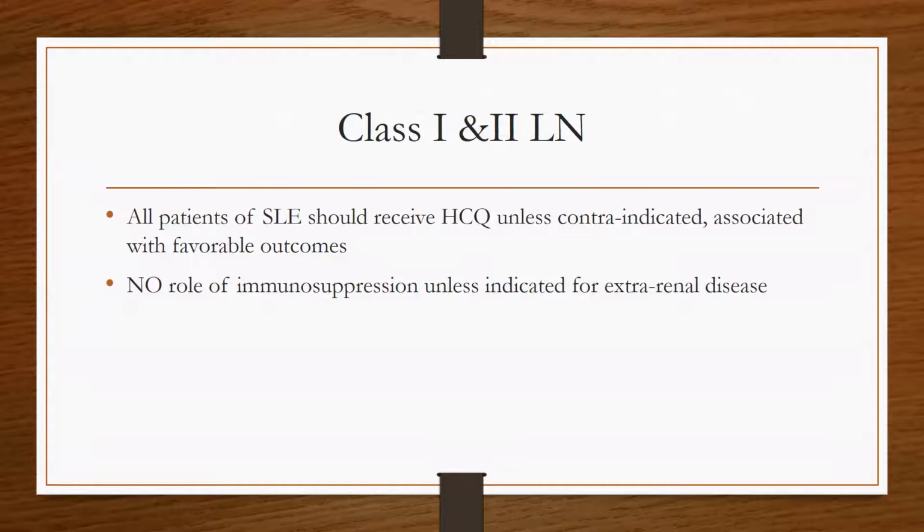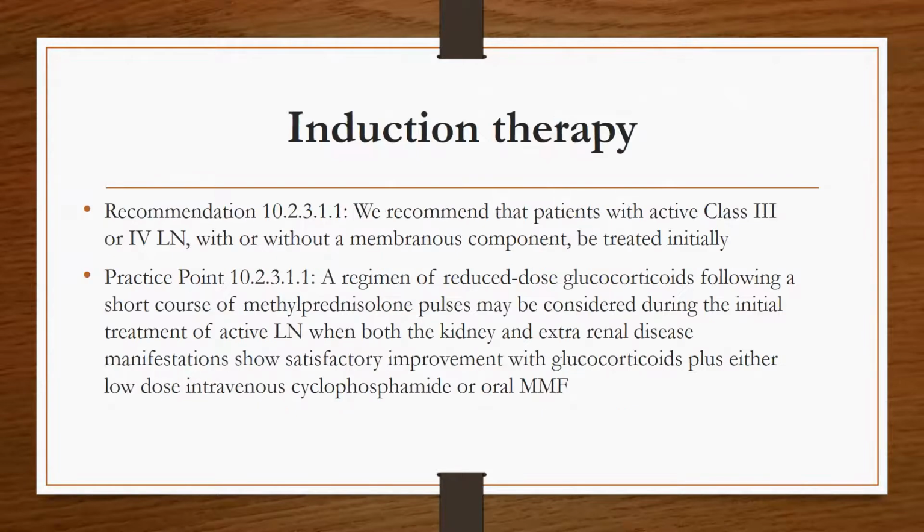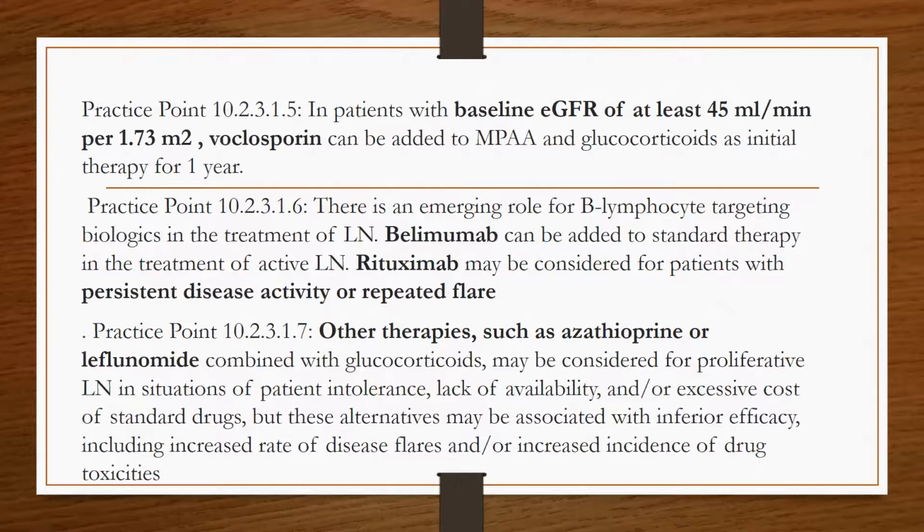Class 1 and 2 lupus need no specific therapy, just supportive therapy, including HCQ and prednisone if needed for extrarenal manifestations. Class 3 and 4, with and without class 5, are treated the same way. The treatment includes the induction phase followed by a maintenance phase.